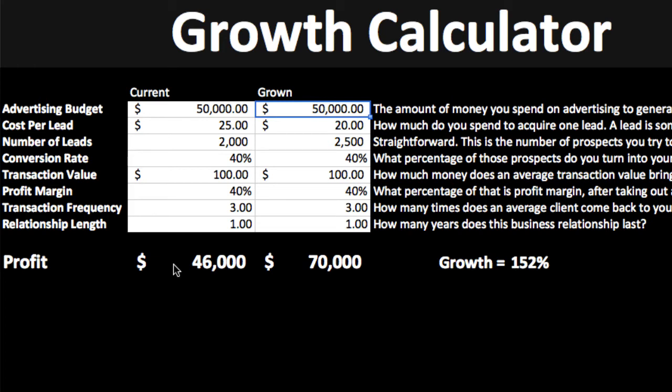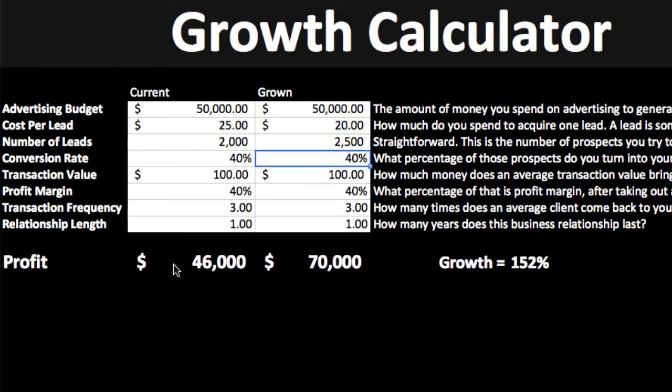So you've got to make miracles happen without increasing their advertising budget. You can see the growth is already 52%. And by the way, remember, that's 52%, not 152%. When you get this calculator, it's going to be adjusted. You've just done a little bit of testing and tracking, and you found an ad that works better than their original ad. So now the number of leads has gone up from 2,000 to 2,500, right?